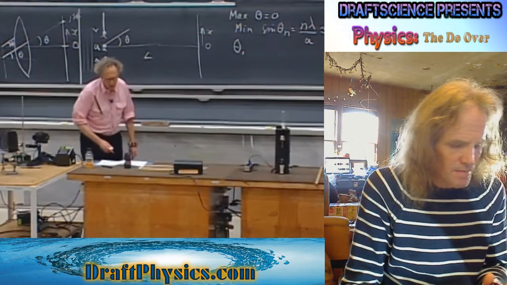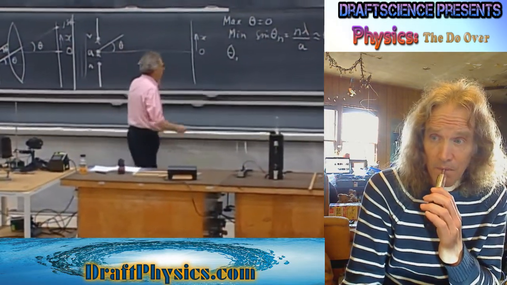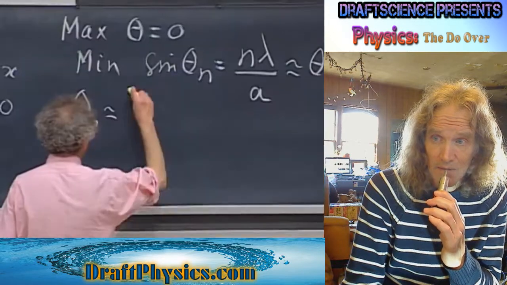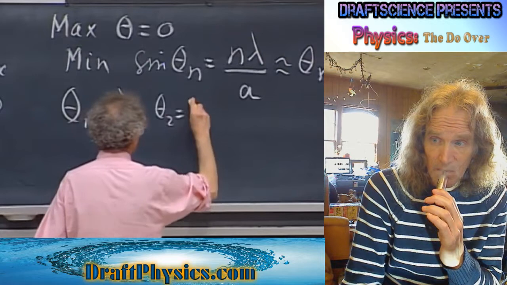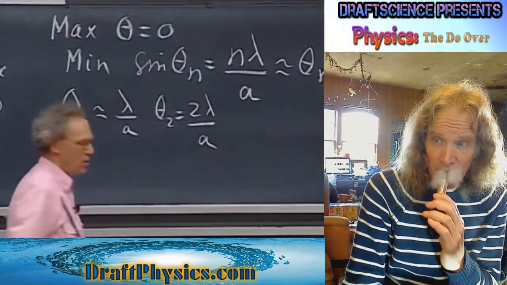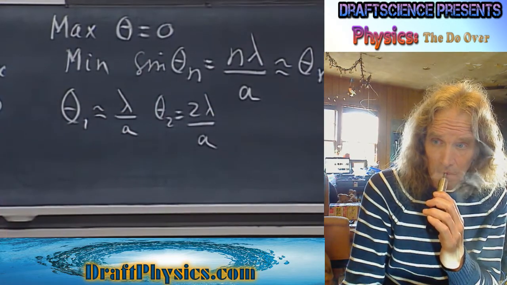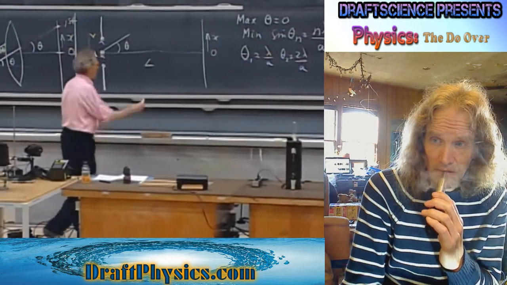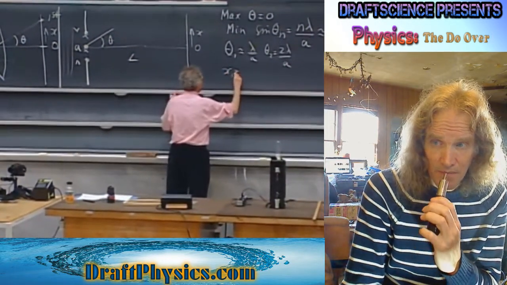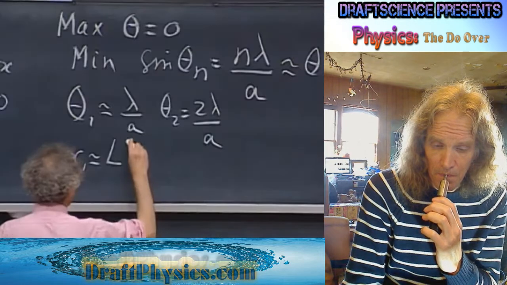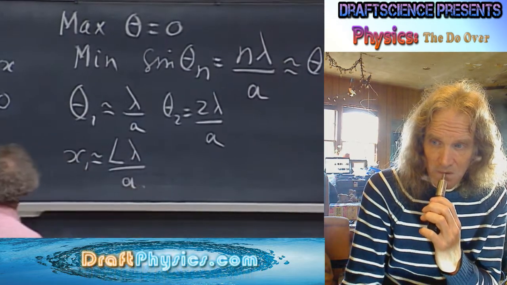The correct equation, you will find complete minima when theta 1, in terms of radians, is lambda divided by a, and theta 2 is 2 lambda divided by a, and so on. That's where you find your minima. And if you convert that into x, where they actually fall on the screen, well, then x1 will be, for small angle approximations, L times lambda divided by a. That's no different.